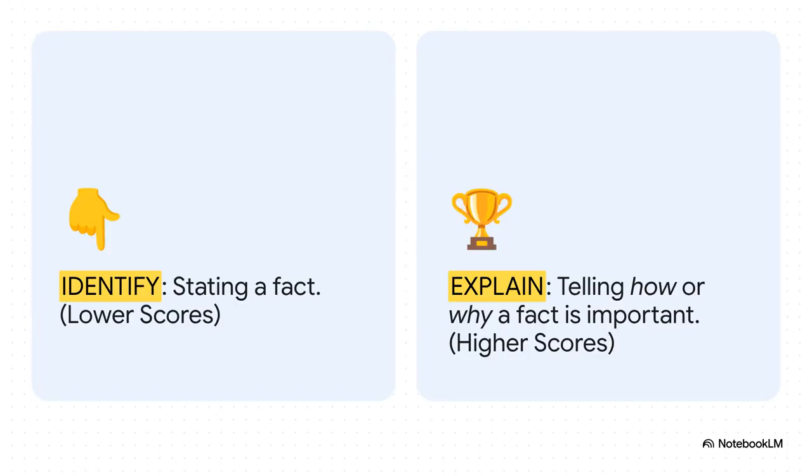All right, I want you to zoom in on 2 words here, because this is the whole secret. You'll see the rubric uses the word identify for the lower scores, but it uses the word explain for the top scores. So what's the difference? Well, identifying is just pointing something out, just stating a fact. Explaining, on the other hand, is telling the grader how or why. And that one little difference, that's the key that unlocks a perfect score.